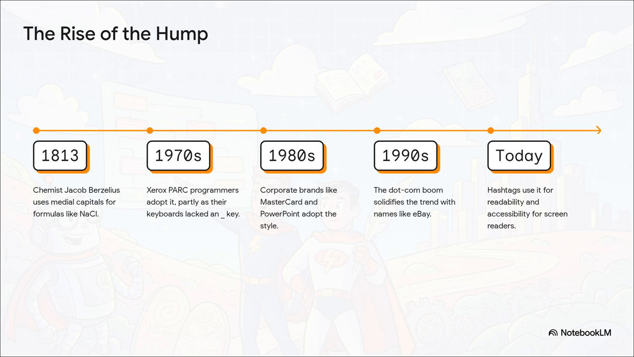They were forced into it. Then, by the 80s, you start seeing it in brand names. The dot-com boom of the 90s made it absolutely iconic with companies like eBay. And now, today, it's basically essential for making giant hashtags readable for all of us, and especially for screen readers.